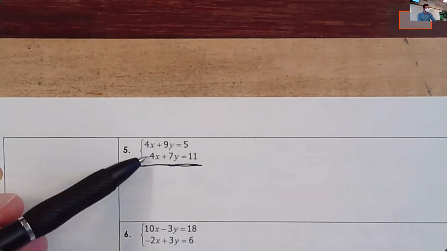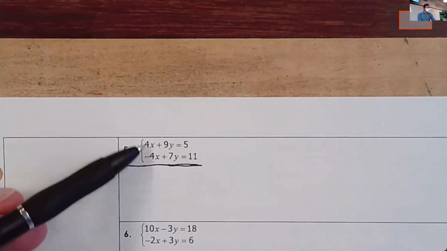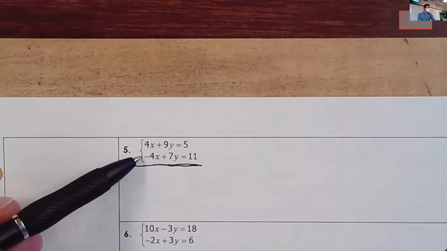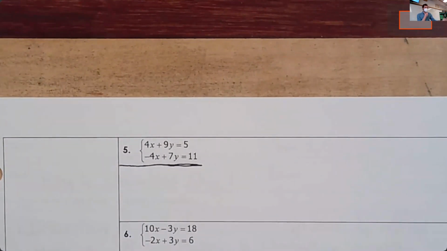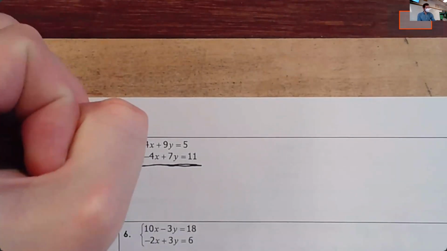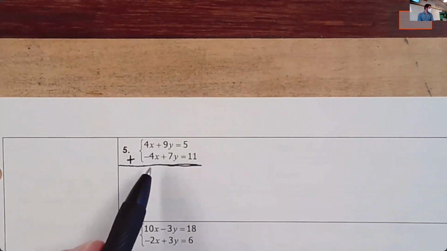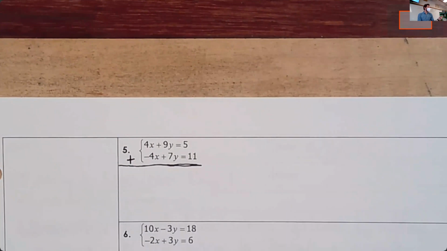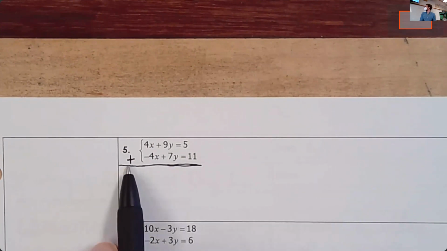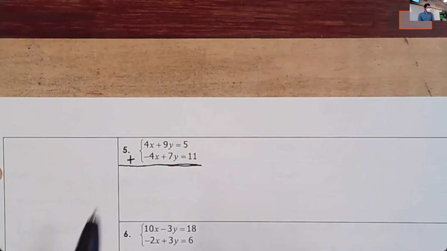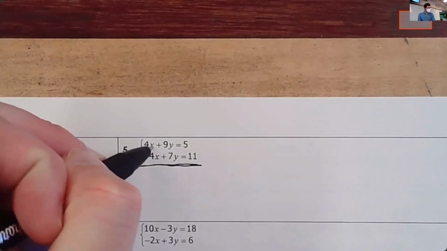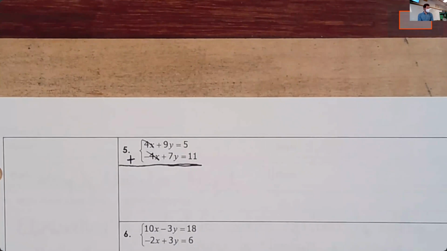The reason is because if you add a positive and a negative of the same value, if you add opposites, positive 4, negative 4, that's going to equal 0. So if you have opposite values, positive and negative of the same number, add the two equations together. If they're both positive or both negative, then you would subtract them. So this is our first one where we're adding. 4x plus negative 4x is 0, so those cancel out. The x's are gone again.